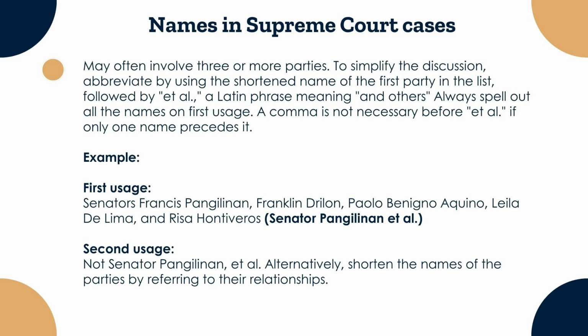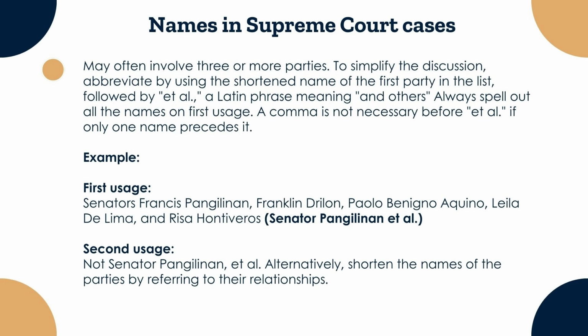Always spell out all the names on first usage. A comma is not necessary before et al. if only one name precedes it. Examples. First usage: Senators Francis Pangilinan, Franklin Drilon, Paulo Benigno Aquino, Leila de Lima, Risa Hontiveros. Senator Pangilinan and others. Second usage: Senator Pangilinan et al. Alternatively, shorten the names of the parties by referring to their relationships.